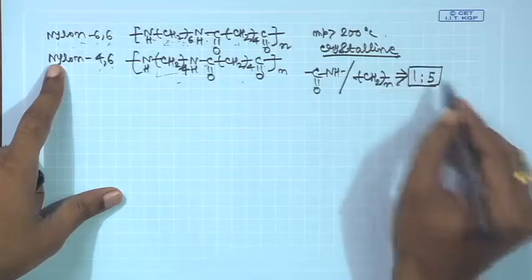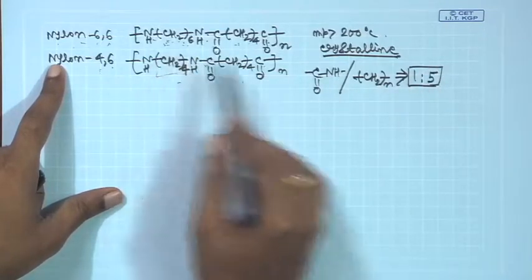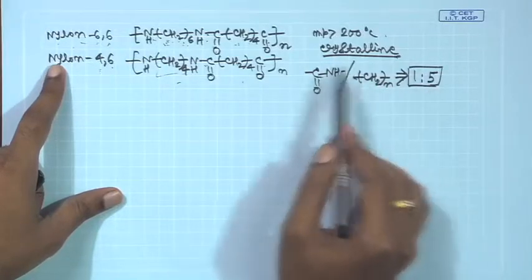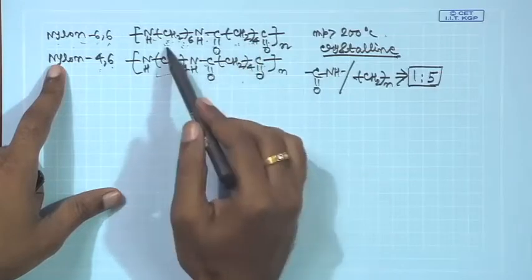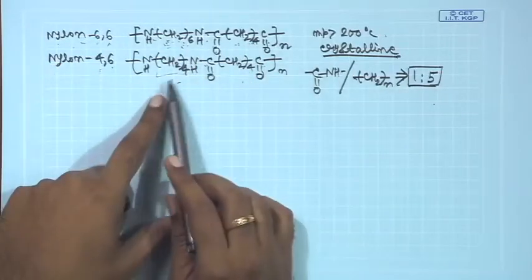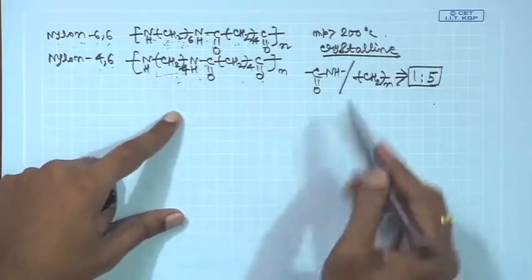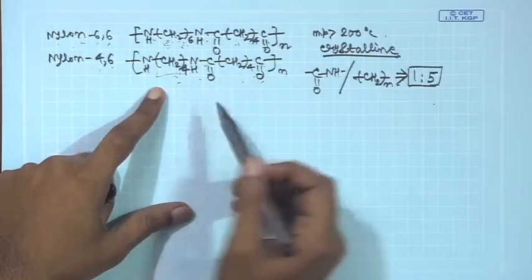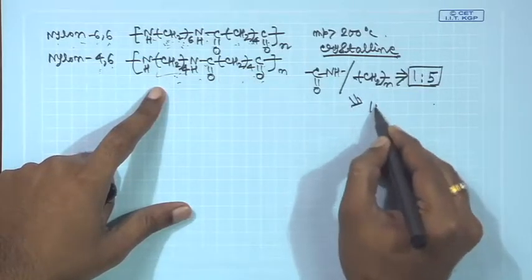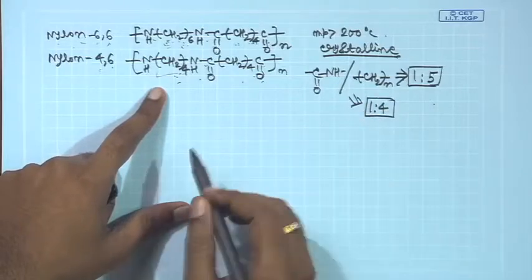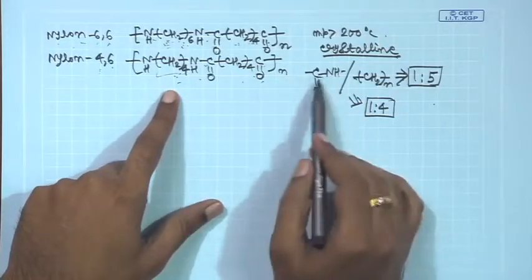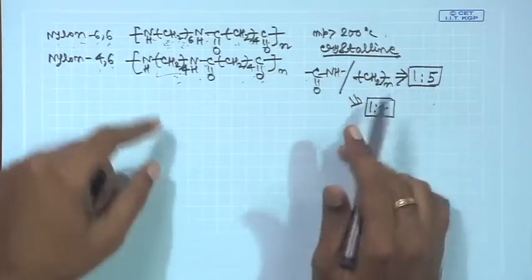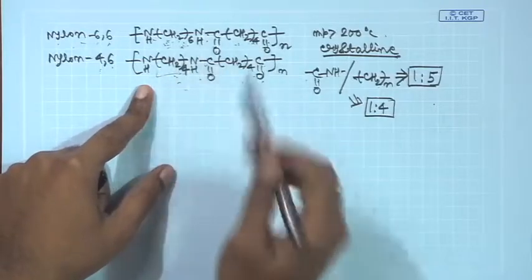So, on an average you have 5 CH2 units and then 1 amide unit, again another 5 CH2 units on an average. Actually there are 6 and 4, but you have to take the average. So, this is 1:5. If you compare that with nylon 4,6, what is this ratio? It is 4 here and 4 here, so on an average it is 4. So, for nylon 4,6 this is 1:4. So, the ratio of CONH to CH2 groups is higher for nylon 4,6 than nylon 6,6.